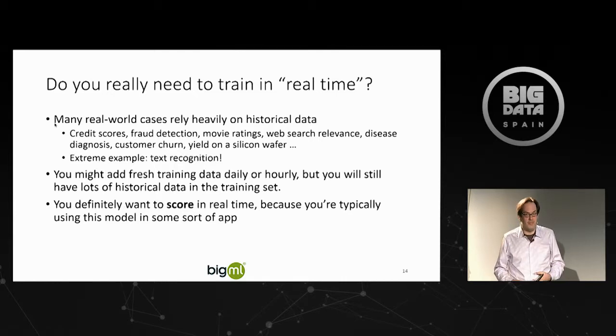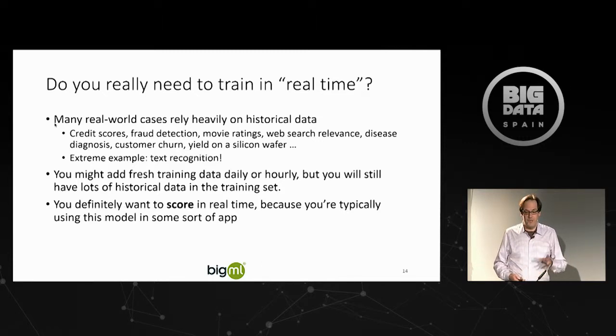And so this raises the question, we've all heard about real-time analytics, real-time machine learning, whatever it is. I personally wonder if real-time machine learning is even really necessary or useful in a lot of cases. You think about the large amount of historical data that you need to draw these rectangles. You think about applications like credit scoring, fraud detection, movie ratings, et cetera, et cetera. An extreme example is text recognition, where the alphabet doesn't change at all over time.